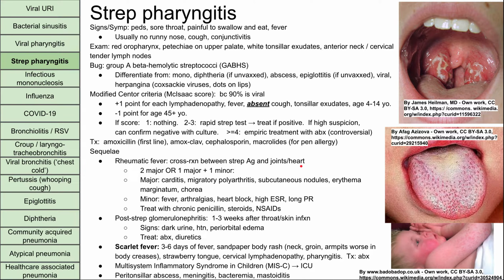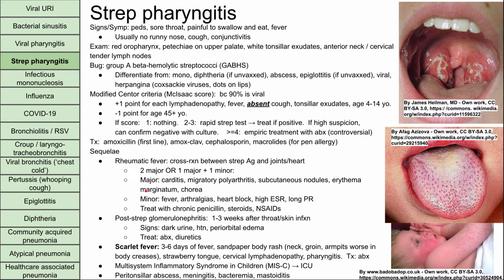In order to be diagnosed with rheumatic fever, you must have 2 of these major criteria or 1 major criterion and 1 minor criterion. The major criteria are carditis, migratory polyarthritis, subcutaneous nodules, erythema marginatum, and chorea. And the minor criteria are fever, arthralgias, heart block, high ESR, or long PR interval on an EKG. If you suspect rheumatic fever in a patient who had strep pharyngitis, you should treat them with chronic penicillin, steroids, and NSAIDs. You can get some pretty disastrous heart problems with rheumatic fever later in life, so that's definitely something you want to keep an eye on.